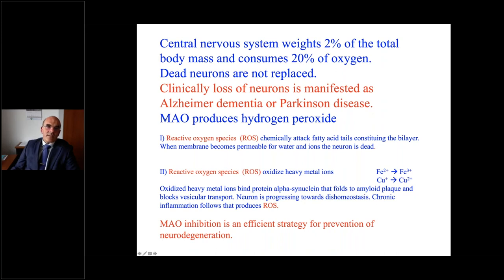We also learned that monoamine oxidases produce hydrogen peroxide. So reactive oxygen species can either attack fatty acids that constitute the bilayer, the membrane, and when the membrane becomes leaky, then this is the end of the cell, or they are going to oxidize heavy metal ions like iron and copper. They bind alpha-synuclein, and they press this plaque, which is basically blocking the vesicular transporter. And the neuron is progressing toward loss of homeostasis. It's ill. So MAO inhibition is, of course, an efficient strategy for prevention of neurodegeneration.